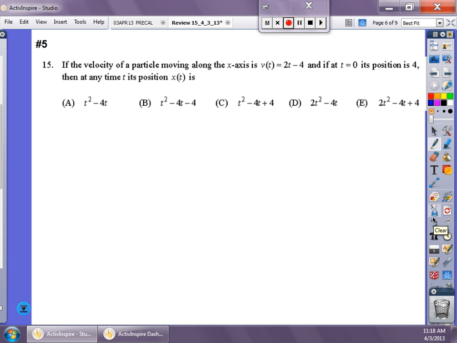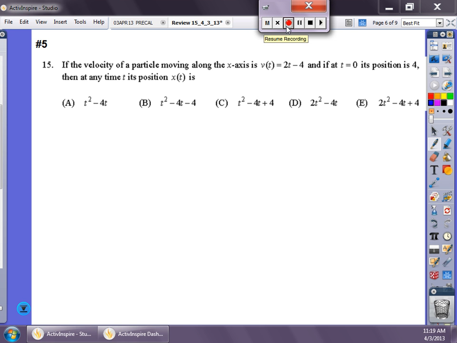So, number 5, they give you the velocity, and at time equal to 0, the position is 4. That at any time its position is. So there are your answer choices. Go ahead and get started. Let's see what you can do, and then I'll go over the question with you in a minute.